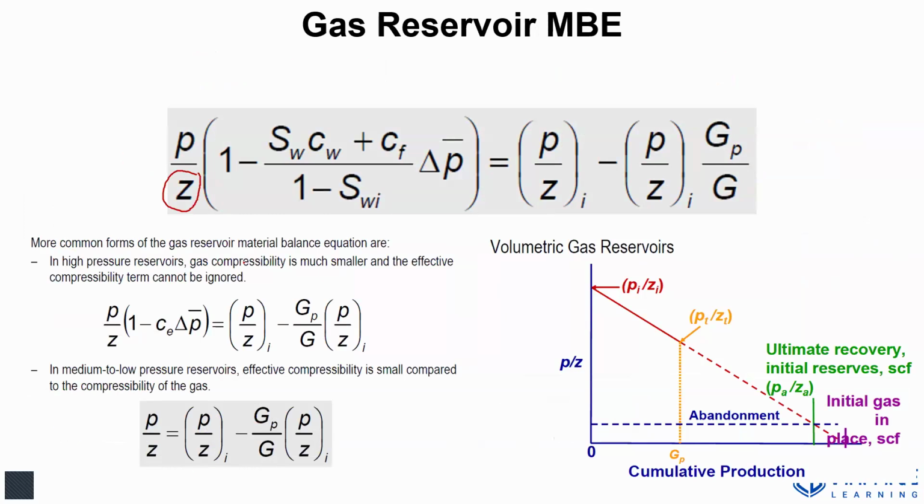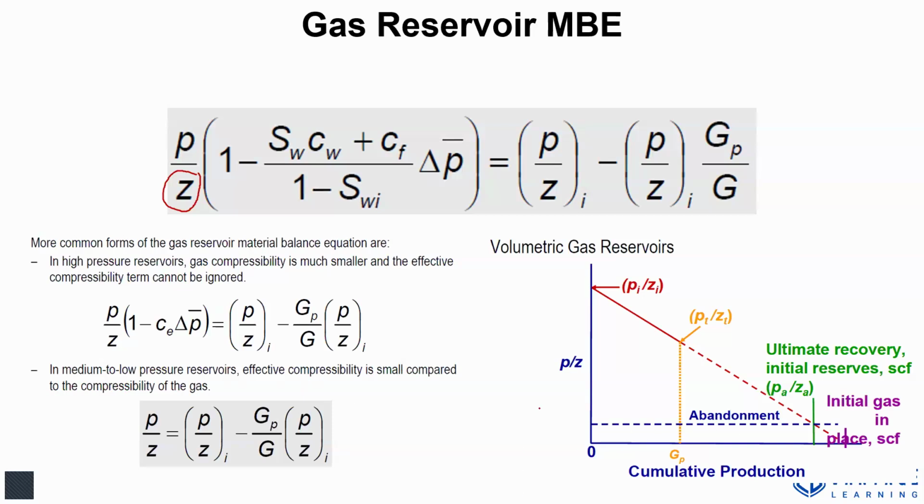The more common forms of gas MBE are for high pressure reservoirs and for medium to low pressure reservoirs. In high pressure reservoirs, gas compressibility is much smaller and the effective compressibility term cannot be ignored. But in medium to low pressure reservoirs, effective compressibility is small compared to the compressibility of gas, because gas is highly compressible, especially in medium to low pressure reservoirs.